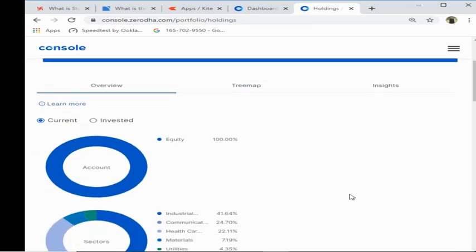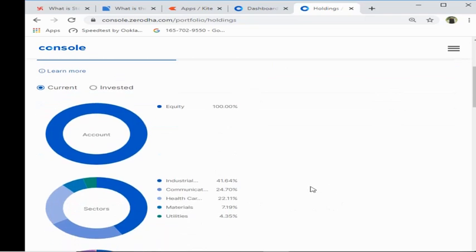Now if I want to show you sector wise, in the equity segment we have invested 41% of the portfolio in industrial, 24.7% into communication, 22.11% into healthcare, 7.19% into materials and 4.35% into utilities, right? So you can see under the equity segment, these are the sectors in which we have diversified our portfolio and invested.